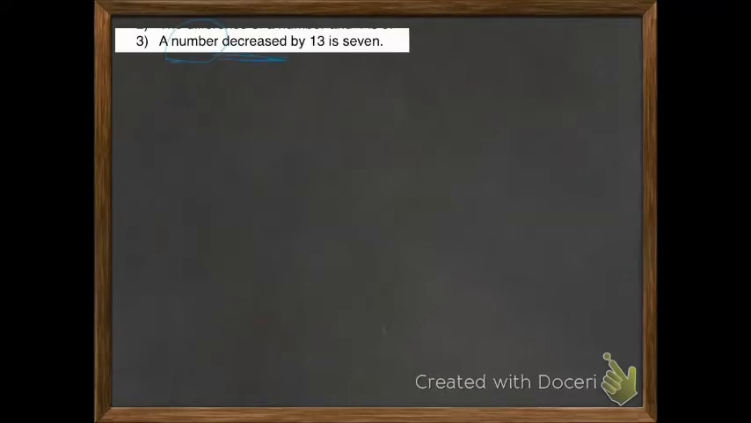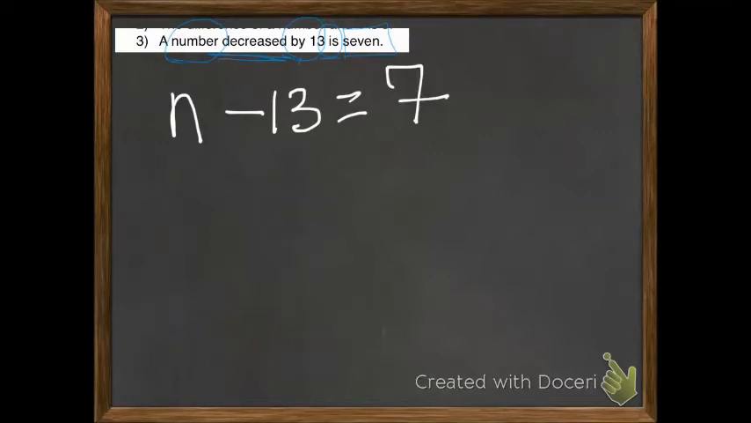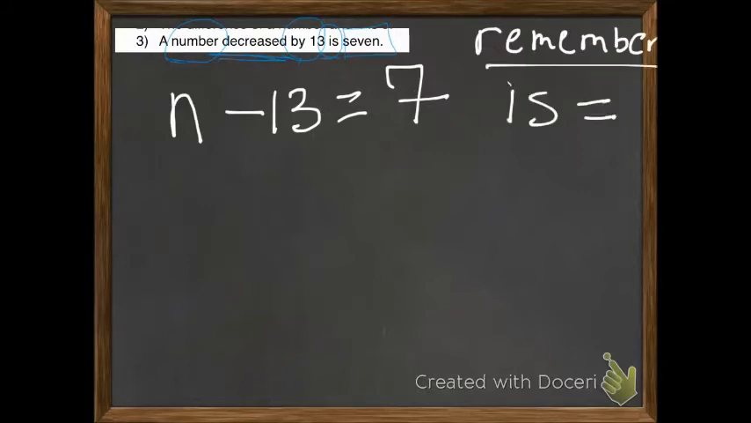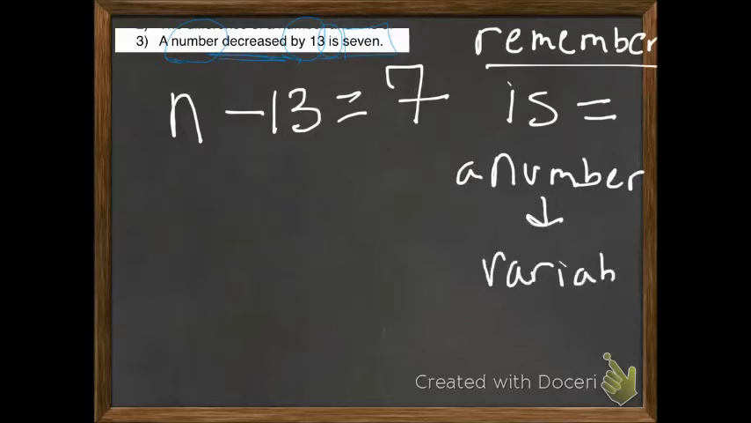All right, problem number 3. A number decreased by 13 is 7. Now, a number decreased by is going to be n minus 13, is equals our equal sign, and 7 is 7. Remember that an equal sign is the word is, and anytime you see the word a number, you're going to get a variable.